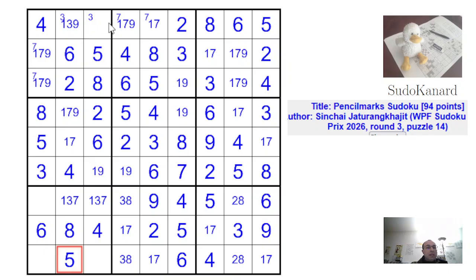Okay, this column still needs 1, 3, 7, 9. There's 1 and 7 here, so this is from 3 and 9. There's a 7 here, so this is from 1, 3, 9. 7 is there, so those are from 1, 2, and 9. There's a 9 here.